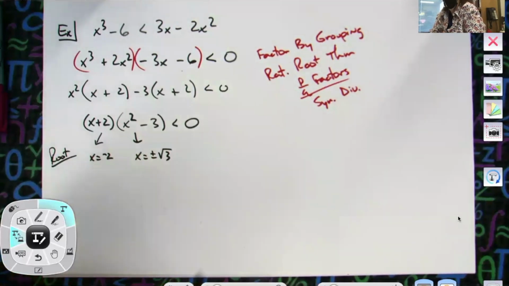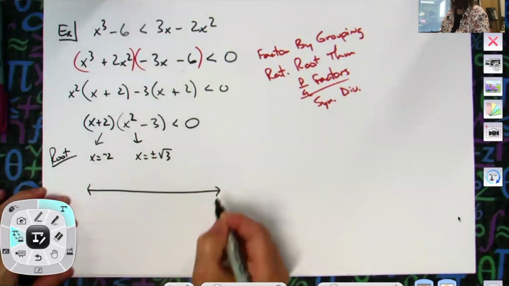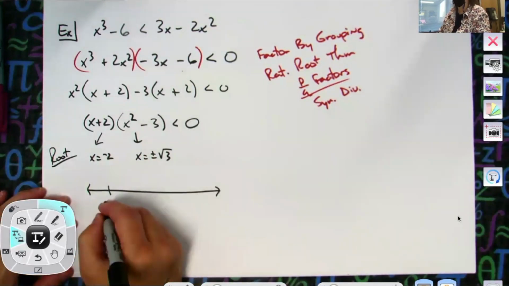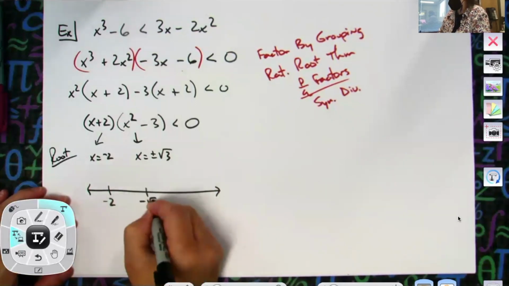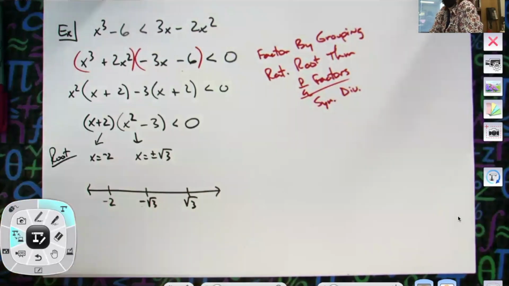All right, now again, you find those zeros, put them on your number line. Okay, so negative 2 is going to be the smallest, right? Because negative square root of 3 is going to be a little bit bigger. So negative 2, negative square root of 3, and then square root of 3. I'm hoping that for square root of 3, square root of 2, anything less than 10, you ought to be able to estimate really quickly in your head without a calculator.